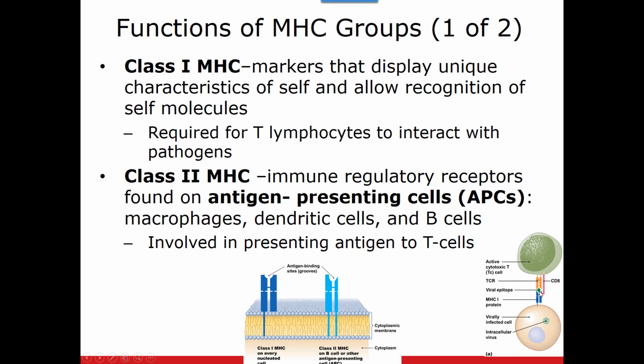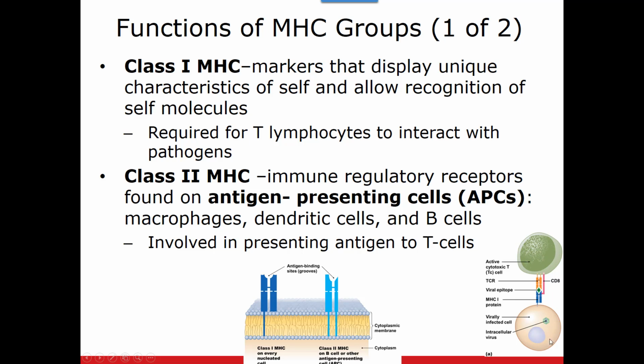Because T cells are looking for virally infected cells, but they can't see inside of them like we can, because we're looking at a 2D image, but you can't see inside of it. Instead, those MHC-I antigens are going to present part of the virus so that this T cell knows that this is a cell that needs to die because it is virally infected.